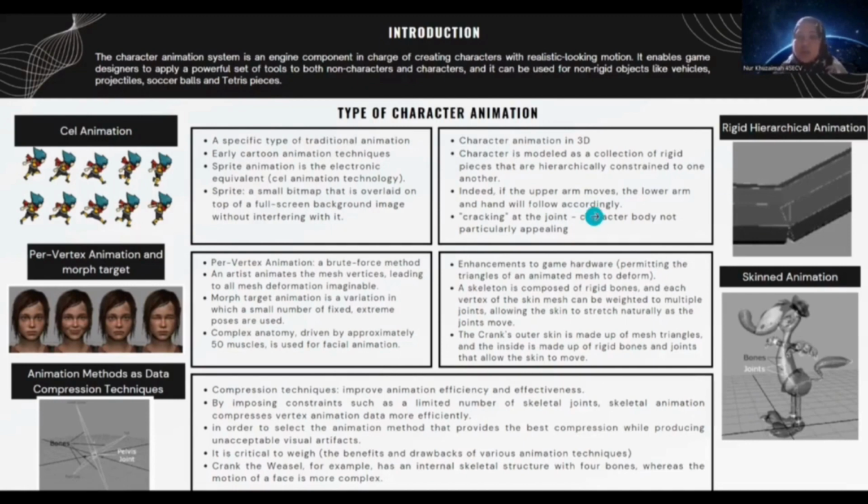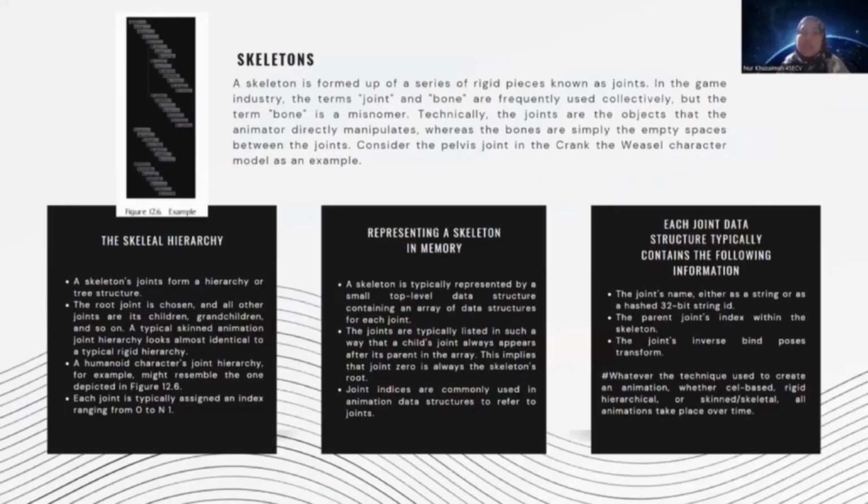Alright. So next is the skeleton. So what is the skeleton actually? A skeleton is a character model that is considered to have a pelvis joint and a cranial joint. There are 3 things that are very important in the skeleton. The first is the skeletal hierarchy. The skeleton joints form a hierarchy or tree structure. Most of the skeletons we represent by a small top level data structure containing an array of data structures for each joint.